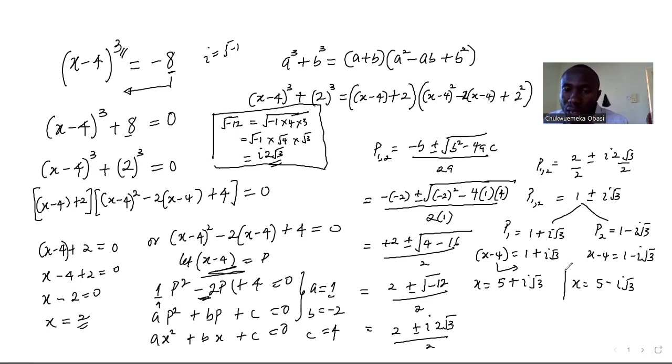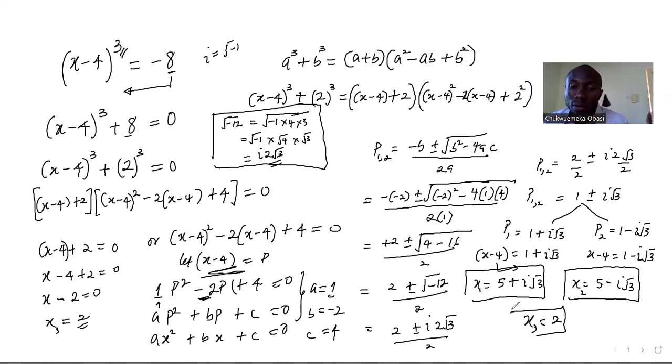So viewers, these are the solutions of x for this cubic equation. You see, this is the first solution, the second solution, and of course, x equal to 2 is the third solution. So viewers, these are the solutions for the value of x.